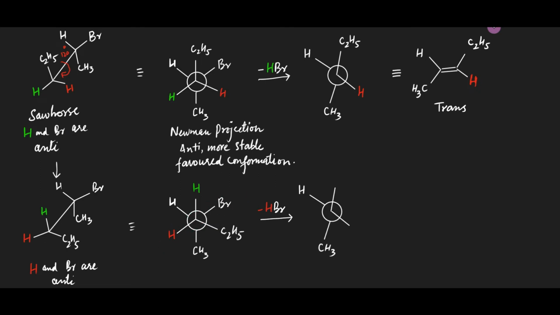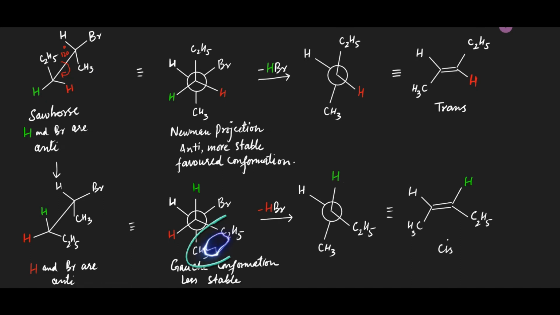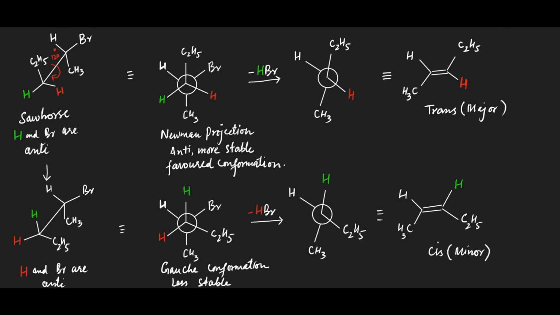After elimination of HBr we get this alkene, in which hydrogens on both carbons are on same side as are the methyl and ethyl group. This makes alkene have cis configuration. Now this conformation is gauche conformation, but compared to anti-conformation, it is less stable due to methyl and ethyl being apart only by 60 degrees dihedral angle, compared to 180 degrees dihedral angle in anti-conformation. Thus, trans-alkene is formed in major quantity as it is obtained from stable anti-conformation, and cis-alkene is formed in minor quantity as it is obtained from relatively less stable gauche conformation. Thus, this is an example of stereoselective E2 reaction.